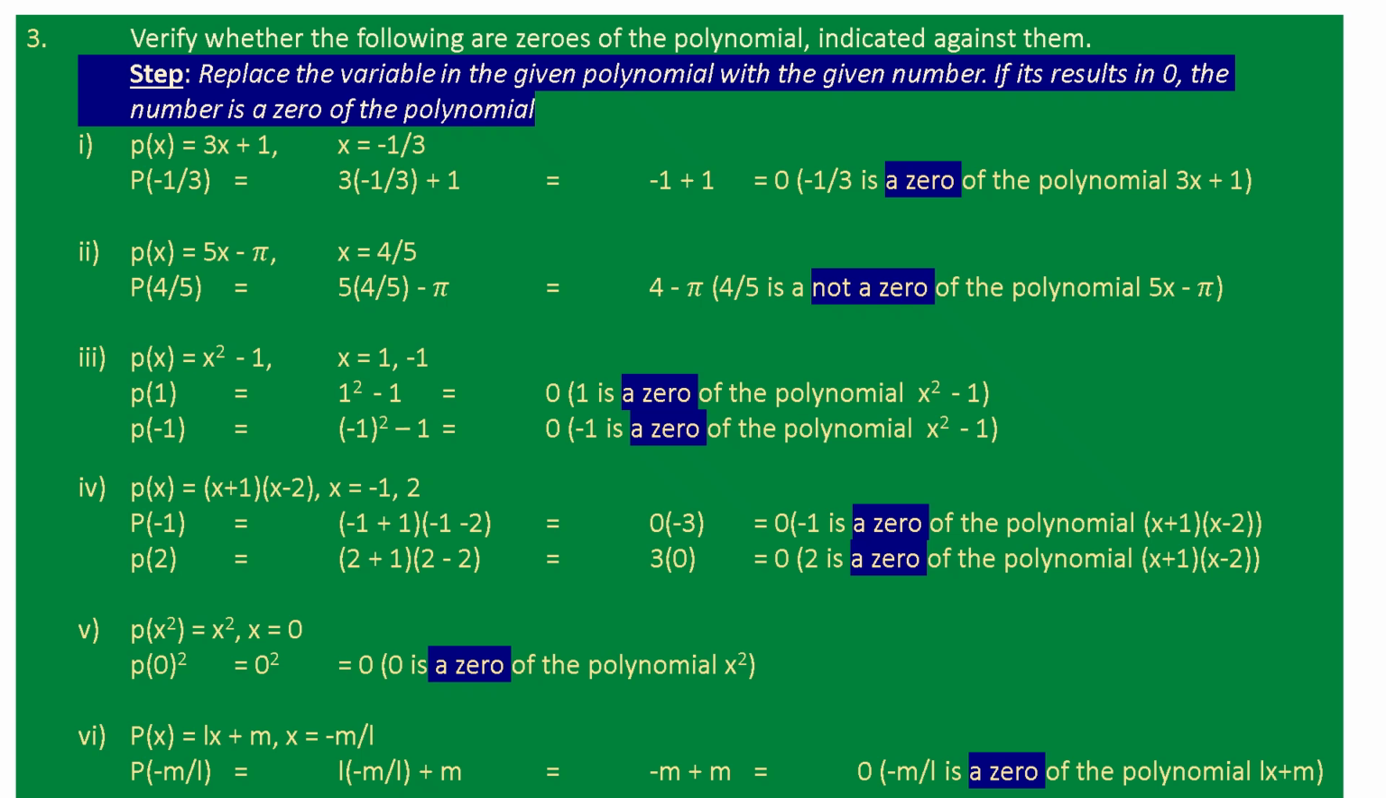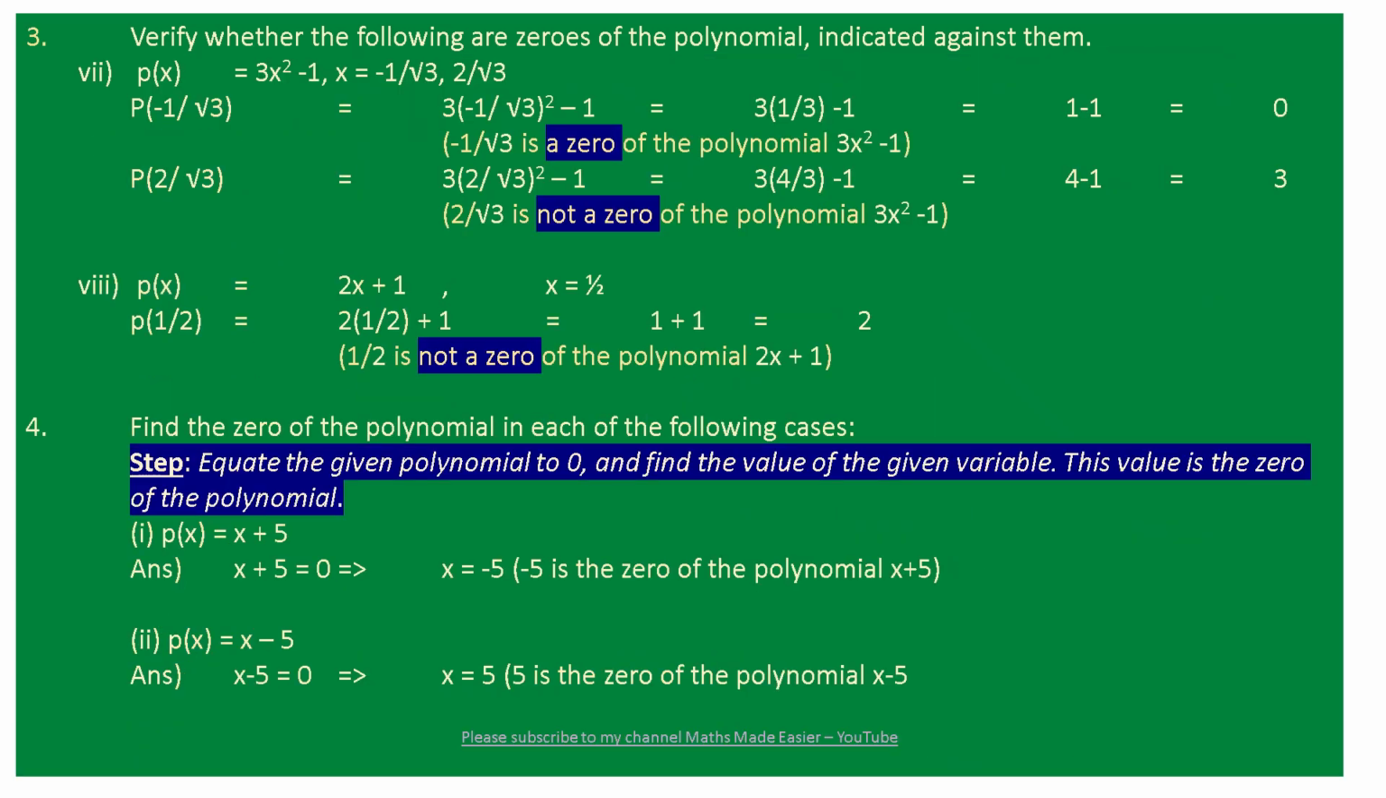Sum number 2, 5x minus pi is a polynomial. You have to replace the value of x with the value 4 by 5. So P of 4 by 5 becomes 4 minus pi. It is not resulting in 0. So the given number, how do you give the answer? You should say the given number 4 by 5 is not a 0 of the given polynomial 5x minus pi. So all the other sums are zeros of the polynomial, meaning the given values, if you replace into the polynomial, it will give rise to a value of 0.